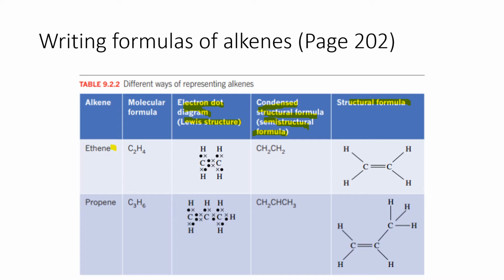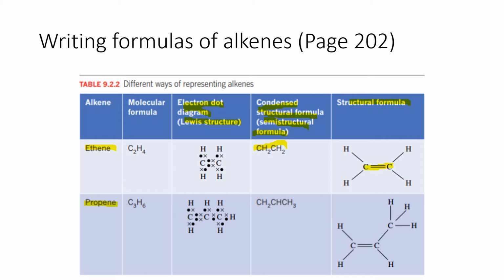So let's say we look at ethene, for example. Ethene follows the formula CnH2n, and we know that ethene has 2 carbons and 4 hydrogens. Can you see it here? The condensed structural formula of ethene is CH2CH2, whereas the molecular formula is C2H4. In the structural formula you show the bonds, and you can see there's actually a double bond between the carbons.